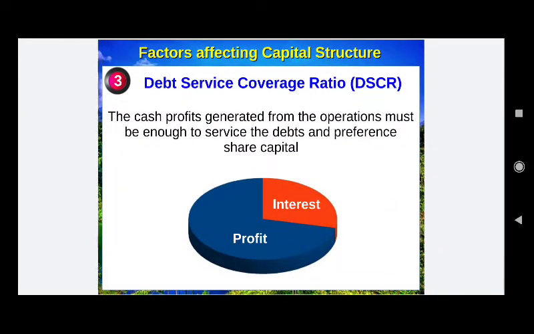Third one is debt service coverage ratio. While calculating the amount of interest along with the amount of earning, there are some factors which need to be considered, like depreciation, preference dividend, principal repayment amount, and taxation obligations. All these are also part of the earning, and that too is covered in the DSCR or debt service coverage ratio. The cash profits generated from the business operation must be enough to service the debts and preferential capital, and the principal repayment of the debts also.